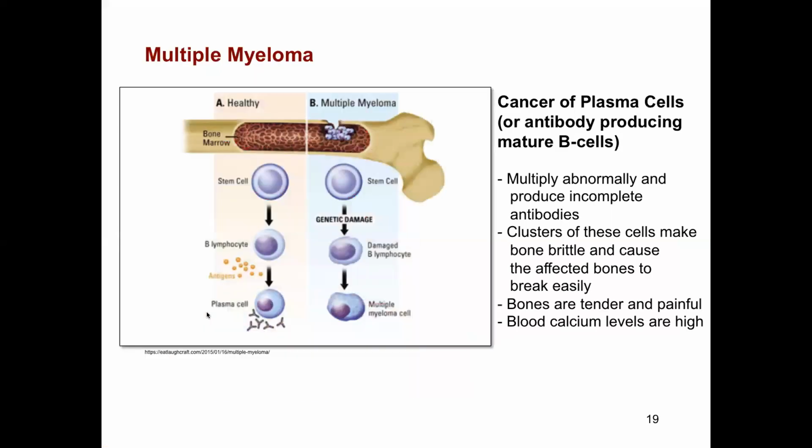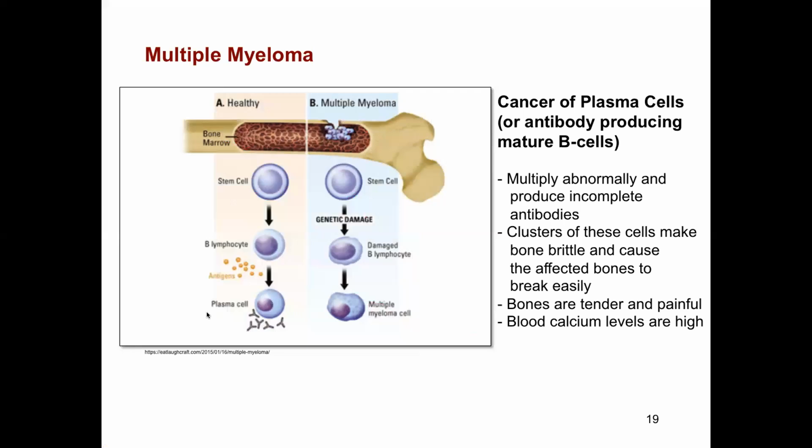Now the next idea are things that can go wrong, and a lot of these are going to be covered, or depending on when you're listening to this, were covered by some of your classmates, all right? But we have multiple myeloma. This is a cancer of plasma cells, all right? So these are the type of B cells that produce antibodies.